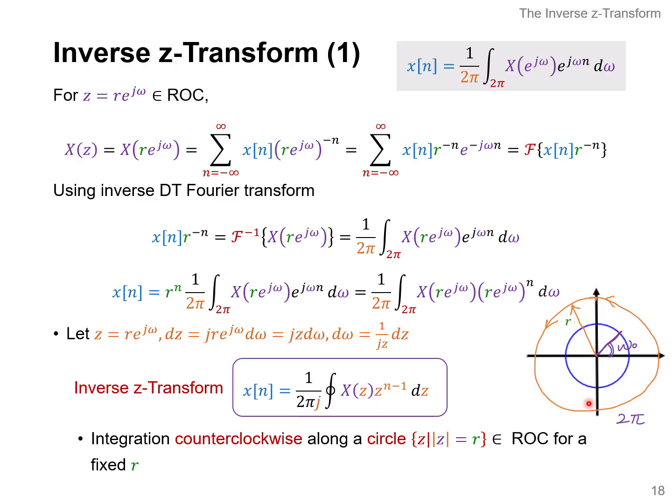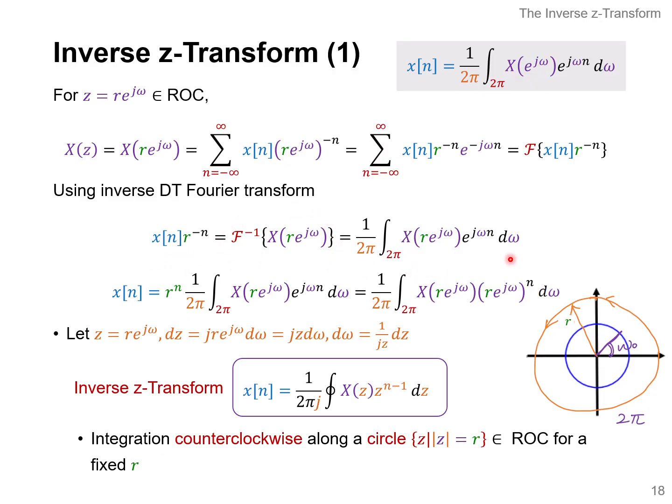First, we write the Z transform using the form z equals r times e to the j omega. Here, r is the magnitude, and e to the j omega is the complex exponential. When we plug this into the Z transform, we get a sum that connects the Z domain with the frequency domain. To compute the inverse Z transform, we use the idea from the inverse DTFT.